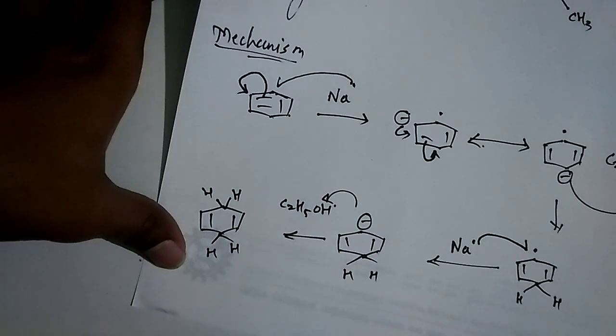Now let's see what happens if we have an electron withdrawing group or an electron donating group.